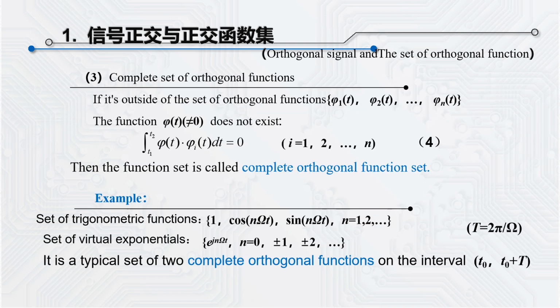It should be noted that here, the conjugate inner product of functions phi i and phi j is 0. For example, the set of trigonometric functions and the set of complex exponentials are two typical complete sets of orthogonal functions in the interval t0 to t0 plus T. Here, T is equal to 2 pi over omega.